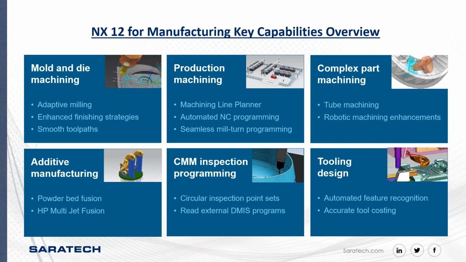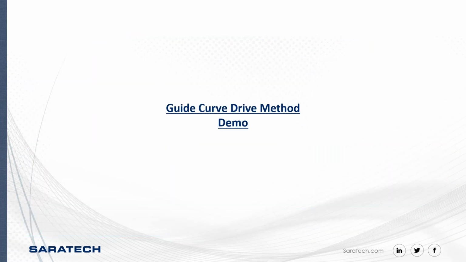And last but not least, the tooling design, the automated feature recognition, which is feature-based, and then there's accurate tool costing. I'm going to talk about that a little bit more in depth because the production software that they have inside of NX for doing estimates on tooling design is incredible now. So you can be much more accurate and be much more competitive in the marketplace. So first, we're going to start with the guide curve demo.